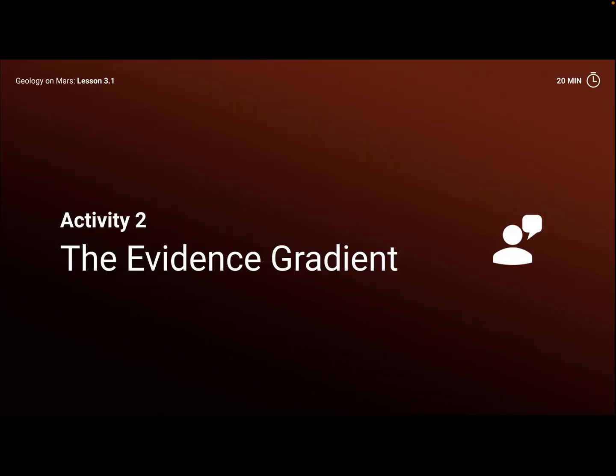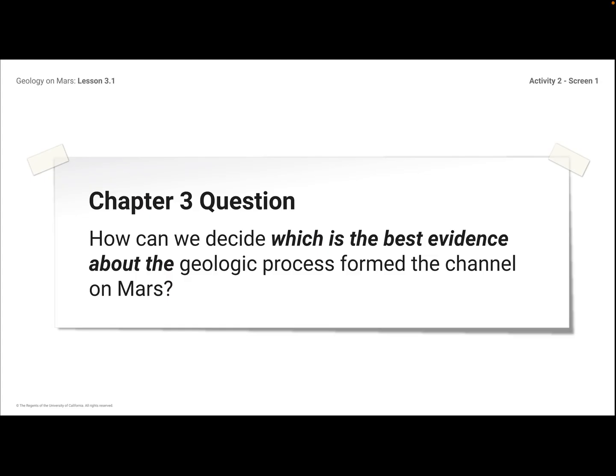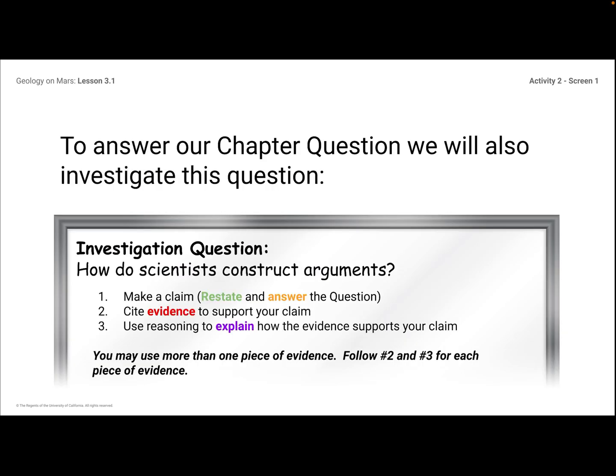All right, let's go ahead and move on to activity number 2. This is called the evidence gradient. So our chapter 3 question is, how can we decide which is the best evidence about the geologic process that formed the channel on Mars? We have so much information, and we need to start thinking about how we're going to gather the information to write a scientific argument. And when scientists construct an argument, I just want to remind you, it's exactly the same thing that you do for RACE.